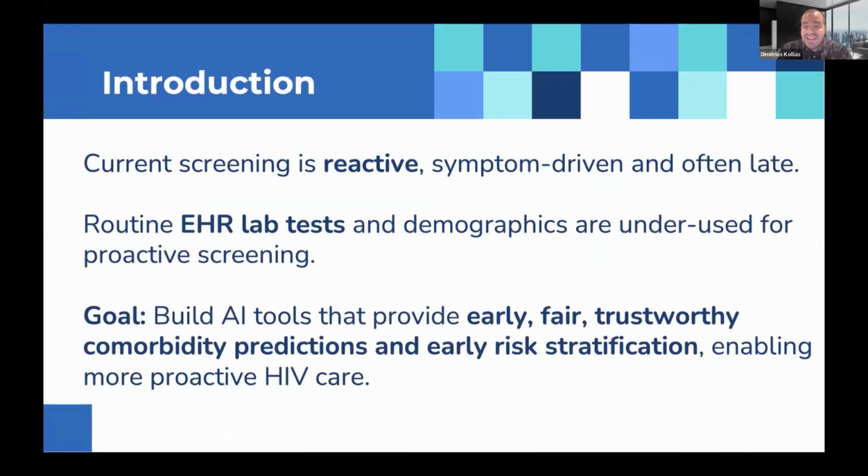Current screening is reactive, symptom-driven, and often late. Routine EHR, electronic health records, lab tests, and demographics are underused currently for proactive screening. This brings a chance for AI: we can build tools that provide early, fair, by which I mean unbiased, trustworthy comorbidity predictions, and early risk stratification tools that can enable more proactive HIV care.